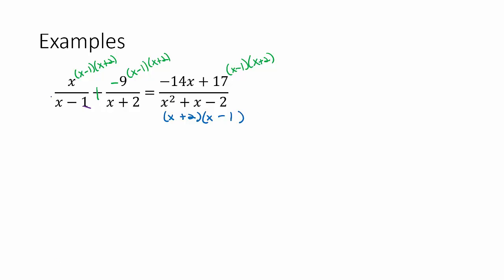So let's see what divides out. The x minus 1s divide out. The x plus 2s divide out. That leaves nothing in that denominator. That's nice. So when we distribute, we get x squared plus 2x. Negative 9 times x is negative 9x. Negative 9 times negative 1 is a positive 9. Equals negative 14x plus 17.